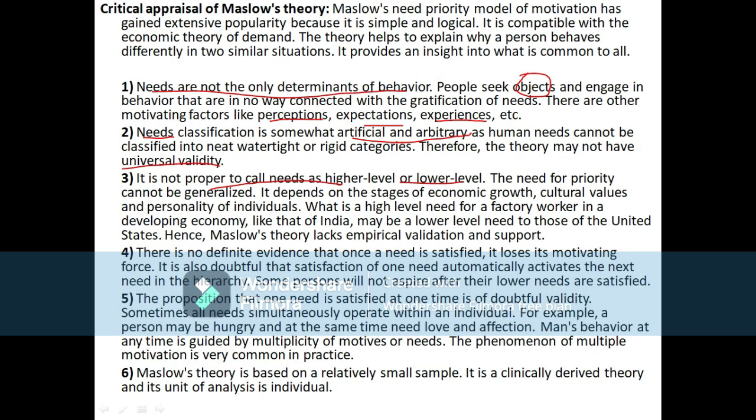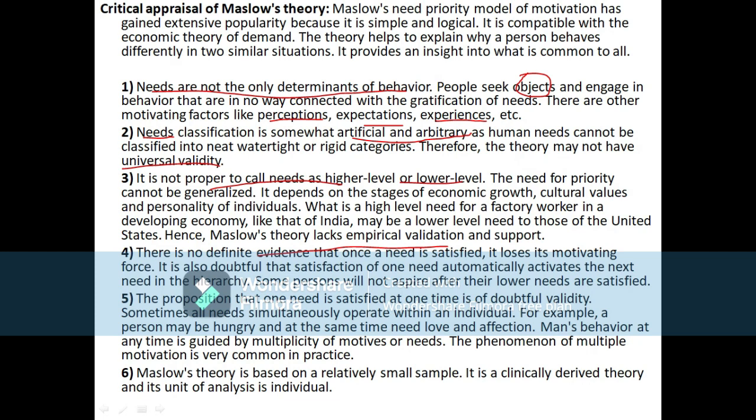There is also no definite evidence that once a need is satisfied, it loses its motivating force. For example, if today my physiological needs have been completed, it does not mean that tomorrow I don't have any physiological needs. Tomorrow also I am going to have my breakfast, I am going to sleep, and I am going to have all the other things regarding physiological needs. So there is no loss of motivating factor.